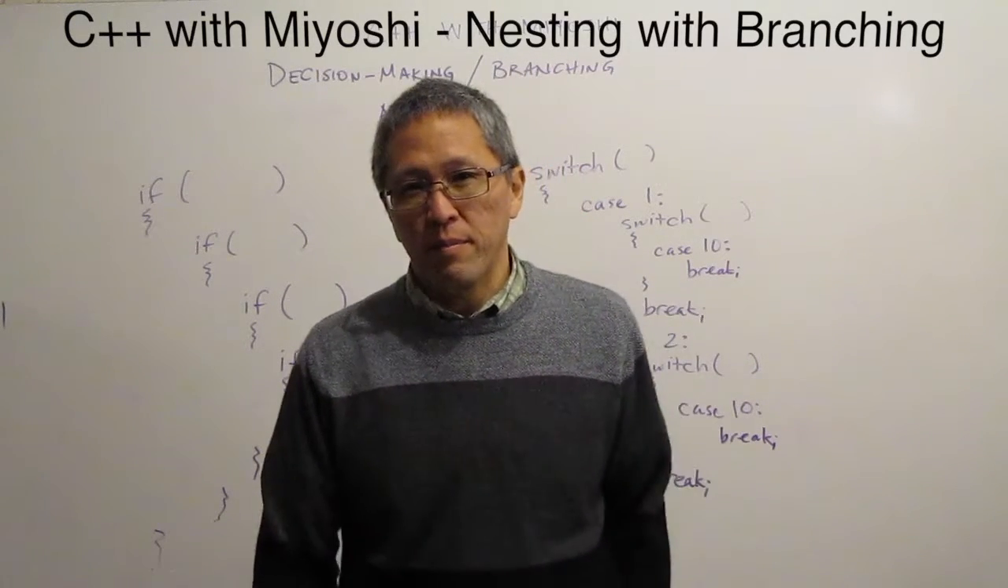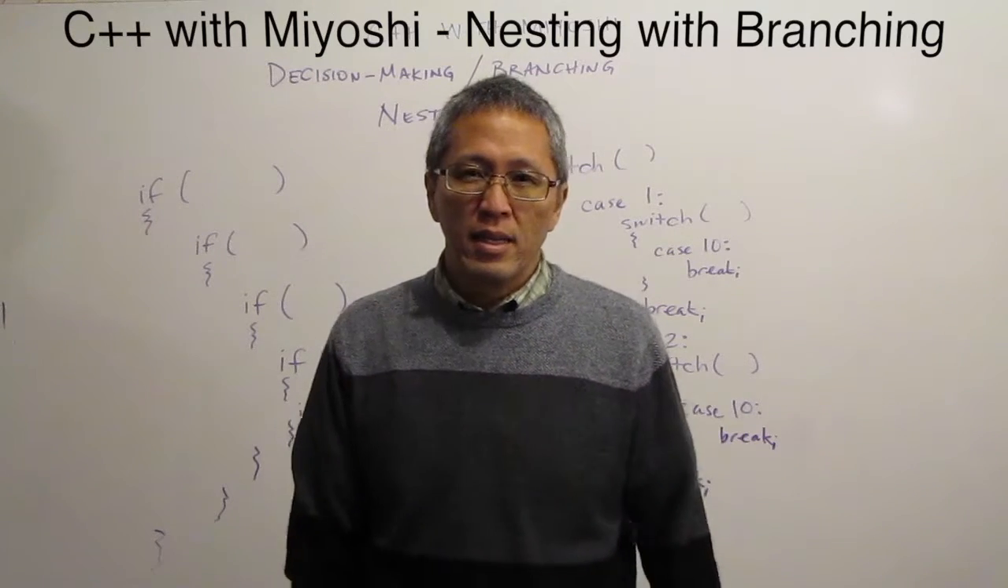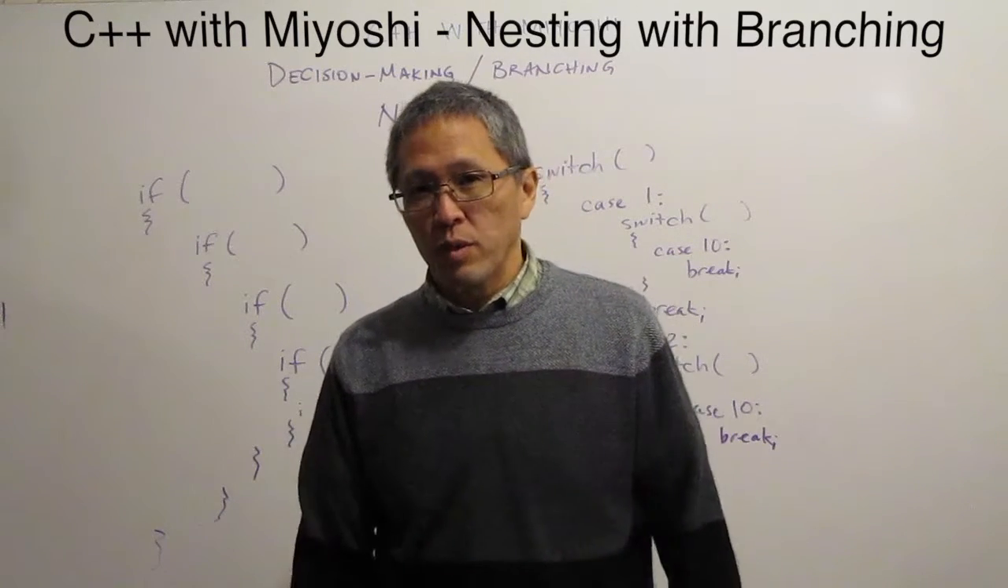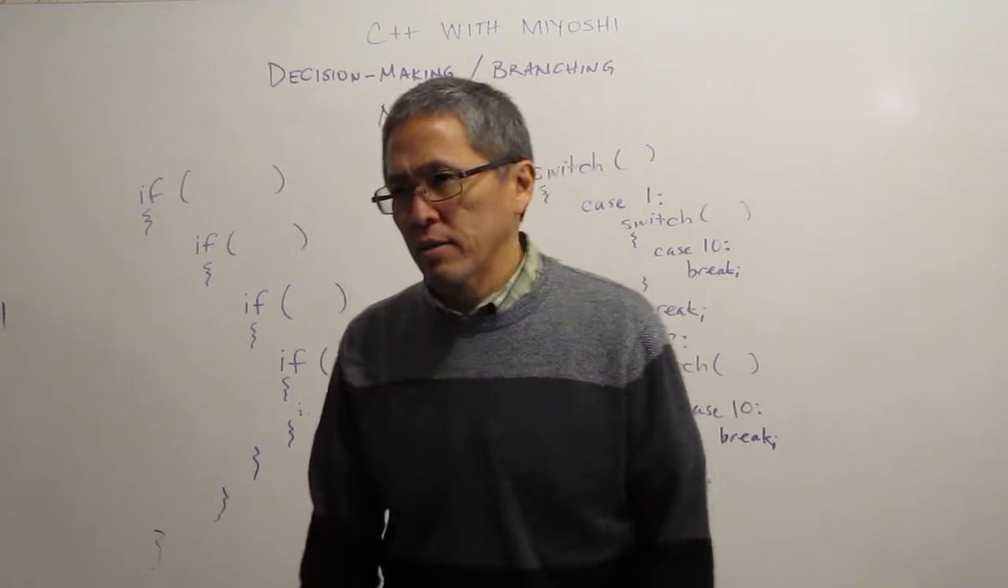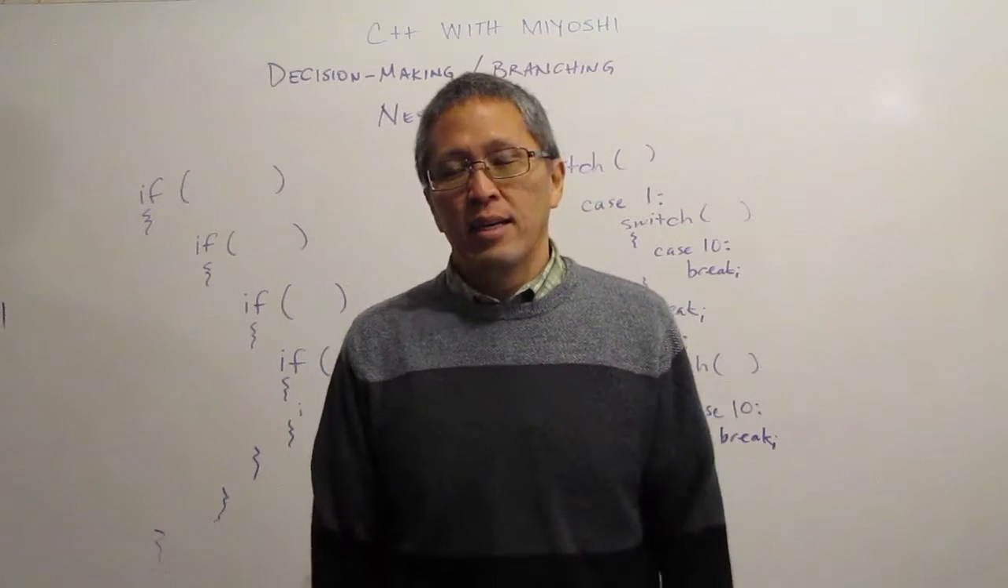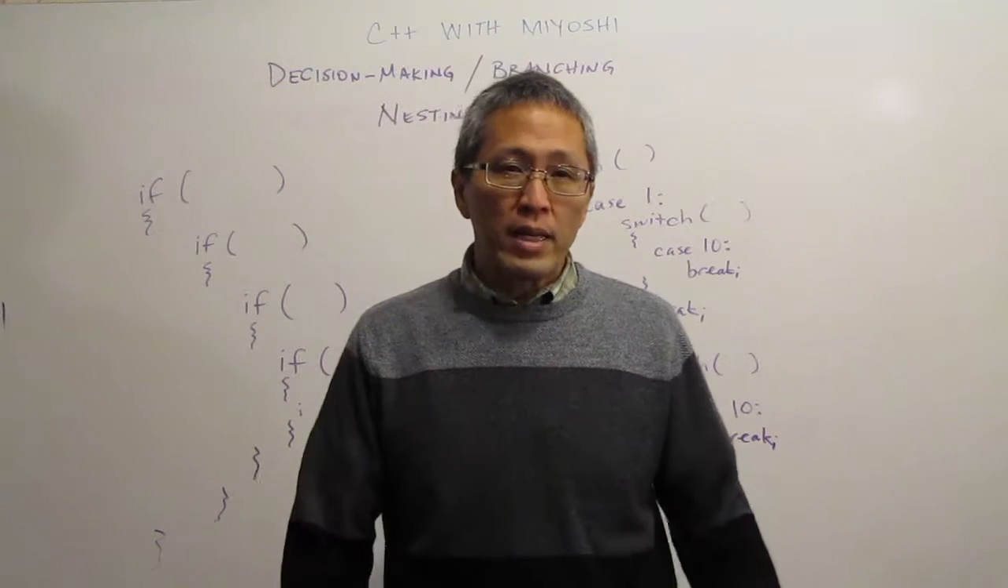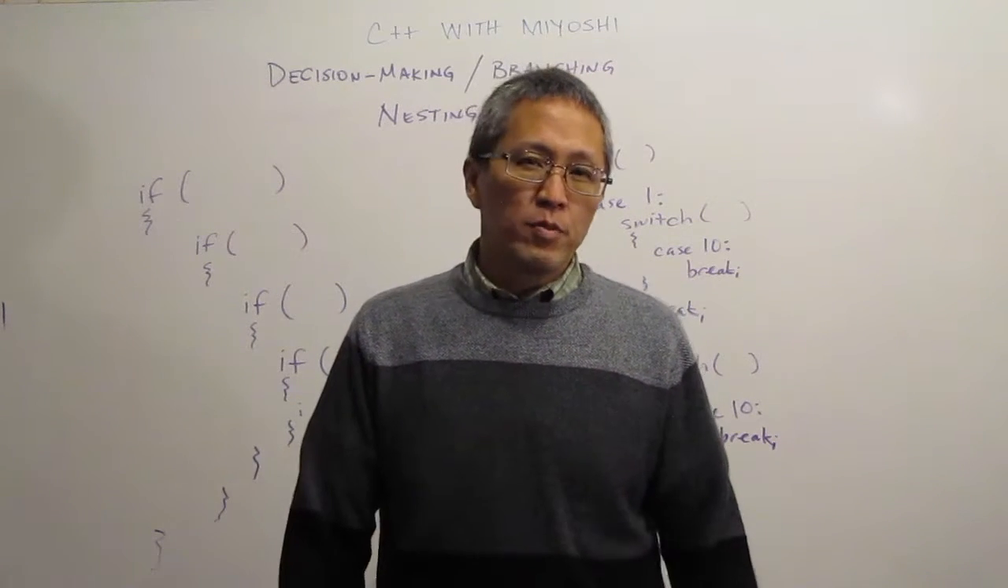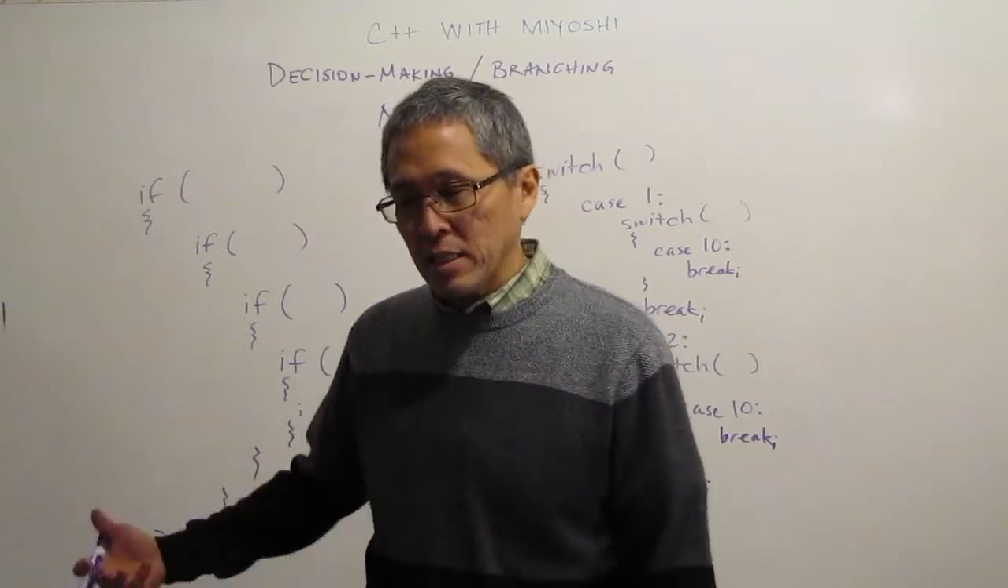Today we're going to talk a little bit about a concept called nesting. Nesting is where you have ifs inside of ifs, switches inside of switches, ifs inside of switches, switches inside of ifs, lots of other things you can do. When we get into branching, we'll talk about loops inside of loops, but for now, just branching inside of branching.